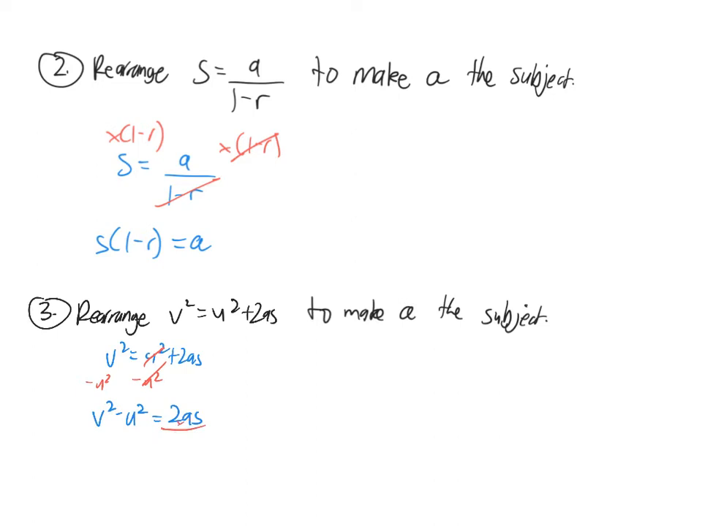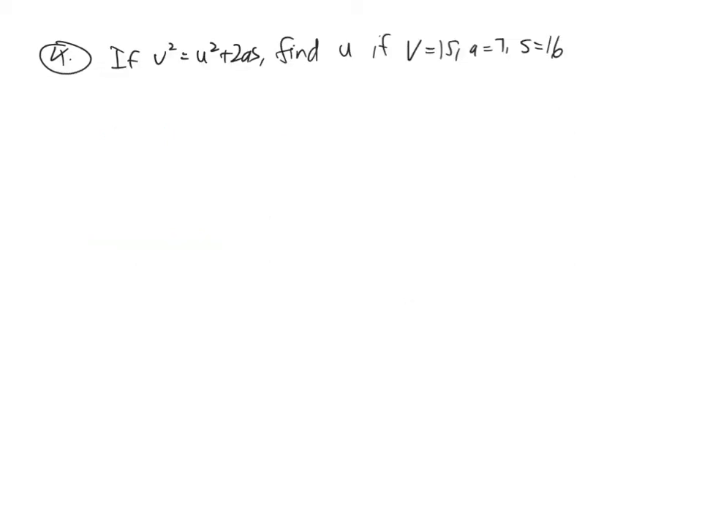There's a little times here, so divide by 2a to both sides. So that's going to be v squared minus u squared on 2a equals s. So therefore s equals v squared minus u squared on 2a. Let's try another one. This time we'll now substitute in.